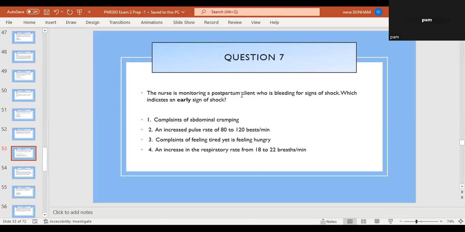Okay, question 7. The nurse is monitoring a postpartum client who is bleeding for signs of shock. Okay, which indicates an early sign of shock? Okay, remember I told you to know this. All right, so she complains of abdominal cramping. She has an increased pulse rate of 80 to 100 beats per minute. She complains of feeling tired, yet is feeling hungry. An increase in the respiratory rate from 18 to 22. Okay, so what's my early sign of shock? Remember the pulse, what? Goes up. So I'm going to choose number 2.